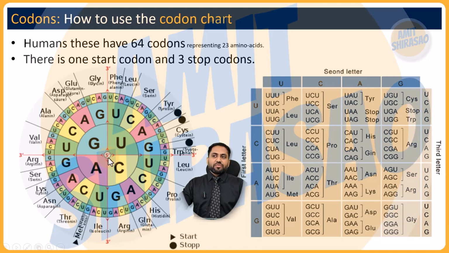This is 5 prime and this is 3 prime. 5 prime, 3 prime, 5 prime, 3 prime. So you always move from 5 prime to 3 prime. Now let us say that the codon that I want to check is AUG.